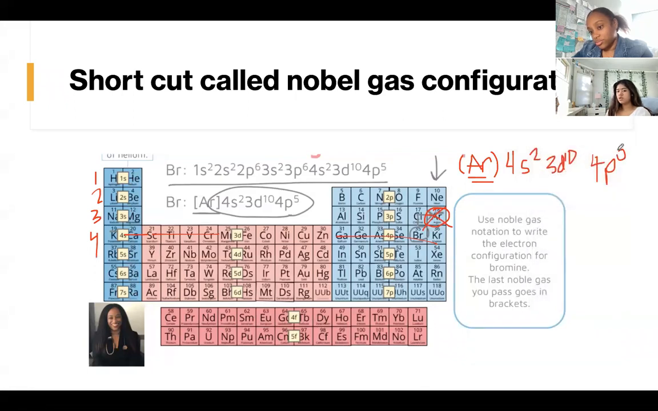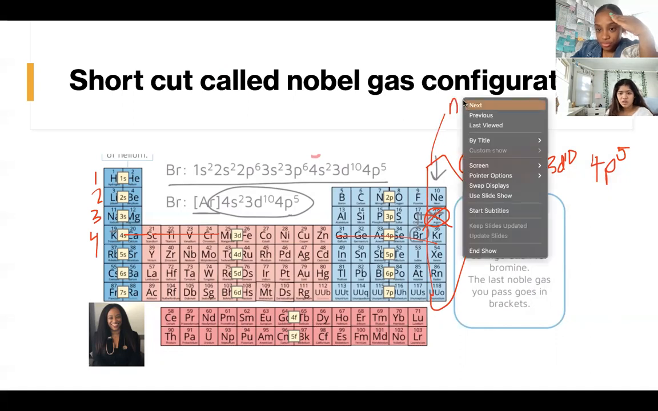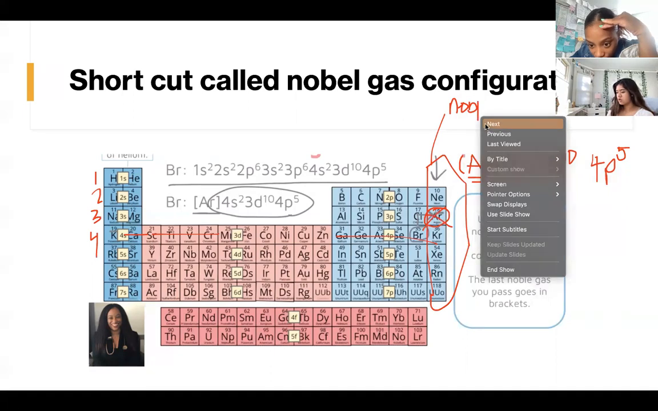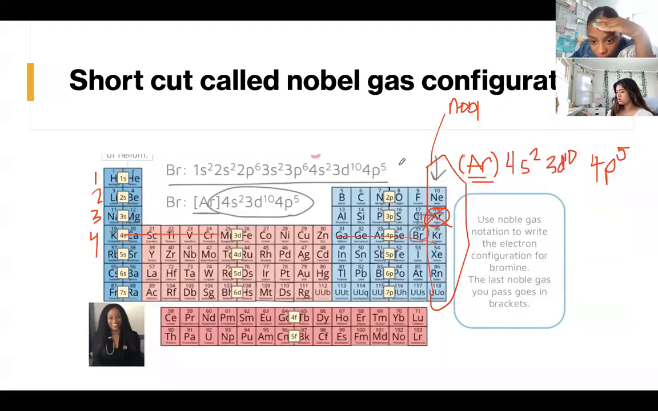I have a question. Are the noble gases just the column on the very far right? Yeah, all of the last column. So these are all noble gases, from neon to radon. Helium is not a part of it.